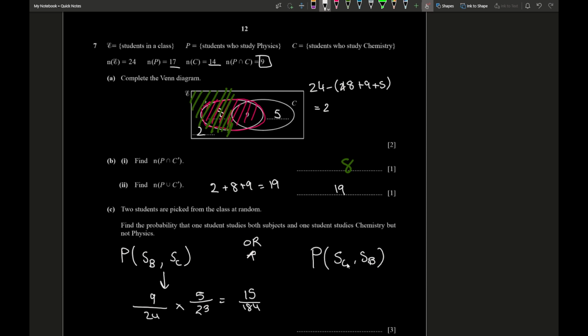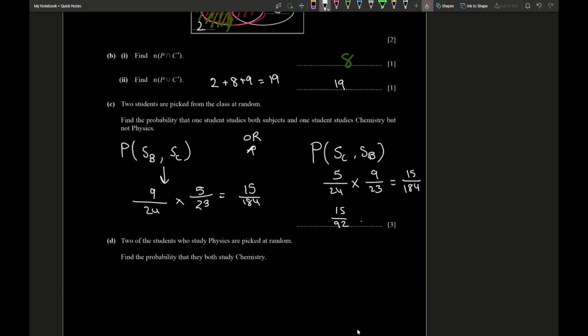This probability is going to be the same. The probability of picking a student who only studies chemistry is 5 over 24. And the probability of picking the second student that takes both subjects is 9 over 23. It's literally the same. It's going to be 15 over 184. If I just add these two together, you should end up with a probability of 15 over 92.